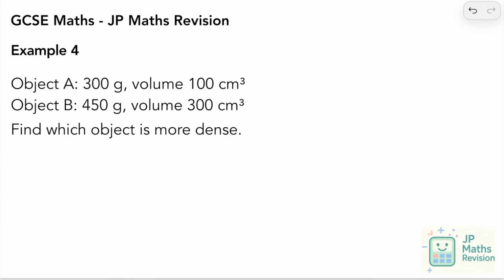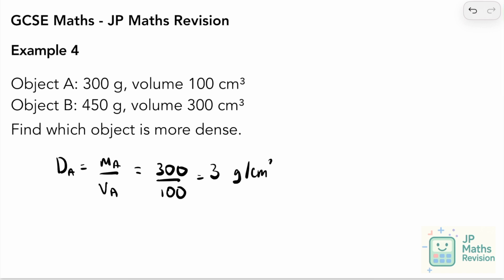Here's another example. So object A has a volume of 100 cubic centimetres and object B has a volume of 300 cubic centimetres. So object A is 300 grams and object B is 450 grams. We need to work out which object is more dense. So to do this, I'm going to work out the density of both objects. So the density of A is going to be the mass of A over the volume of A. So the mass of A is 300 and the volume is 100. So that's going to be 3 grams per cubic centimetre.